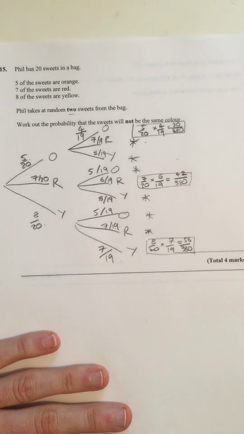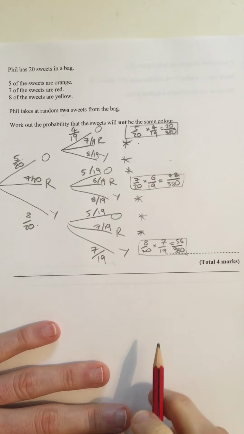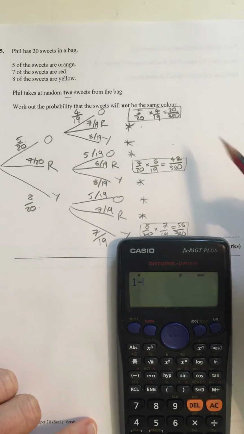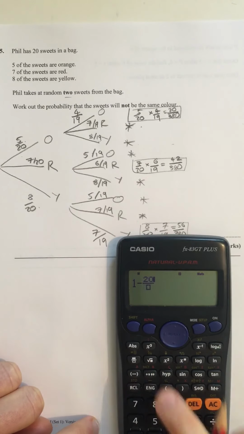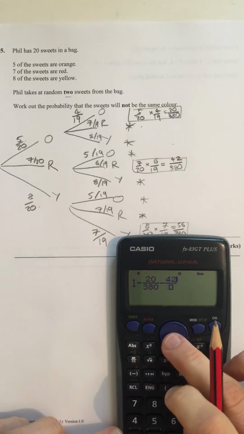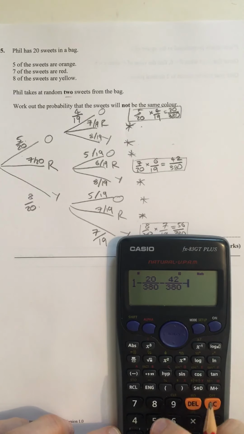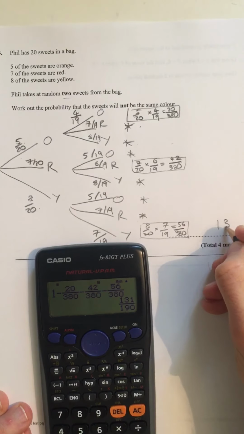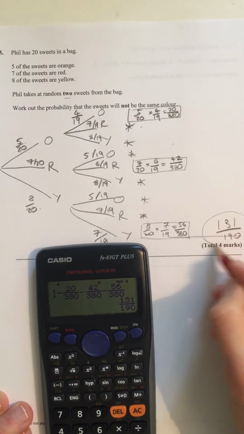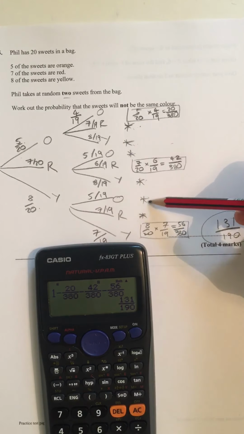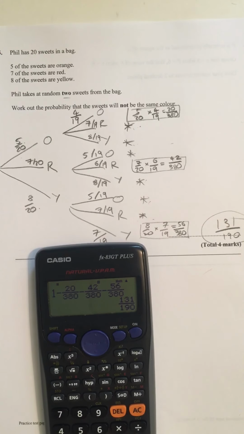So if we take those away from 1 now, that will give us the probability that they will not be the same colour. So let's do that. Taking the probability that they are the same colour away from 1 will give us the probability they're not the same colour. And there we go. We get 131 out of 190. That's the probability that they will not be the same colour. So all of these other ones here would all add up to 131 out of 190.